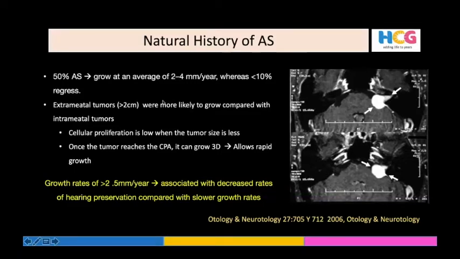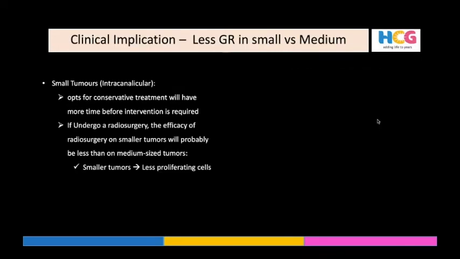Extrameatal tumors are more likely to grow compared to intrameatal tumors. This is very important for a couple of reasons. Number one, the cellular proliferation is low when the tumor size is less. The second important thing is that when the tumor invades the CPA, it gets an opportunity to grow three-dimensionally. Regardless, if the growth rates are more than 2.5 millimeters, as Dr. Pujari alluded to, we have to resort to some kind of intervention.